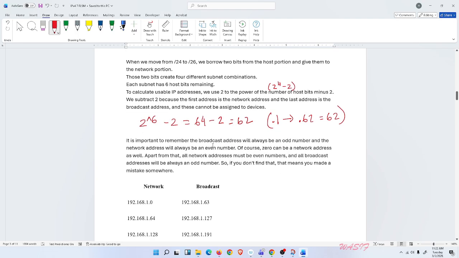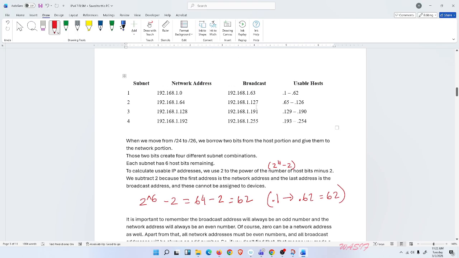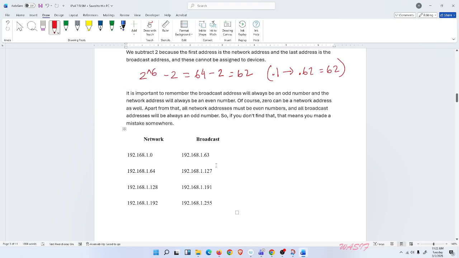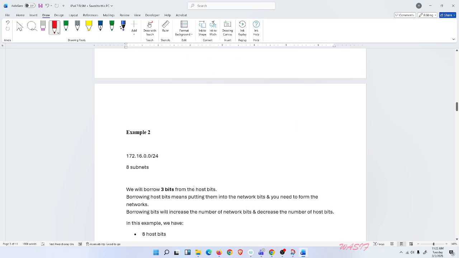It is important to remember that the broadcast address will always be an odd number and the network address will be an even number. So if you see here, the broadcast addresses are odd numbers, and the network addresses are even numbers, except for the 0, because of course 0 can be a network address as well. Apart from that, all network addresses must be even numbers and all broadcast addresses will be odd numbers. So if you don't find that, you made a mistake somewhere. Be careful with that one.